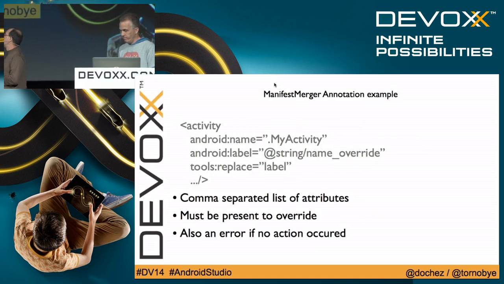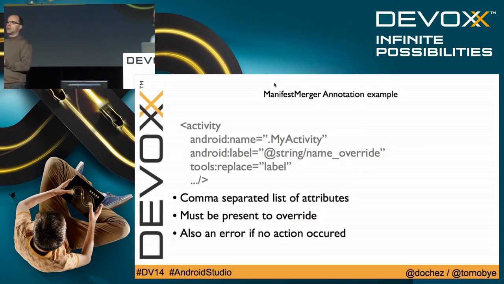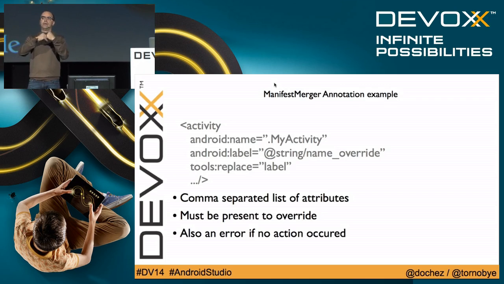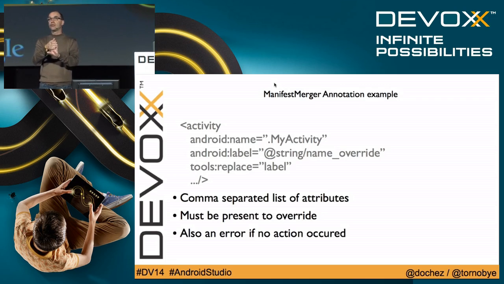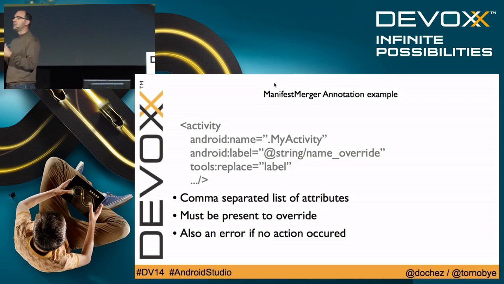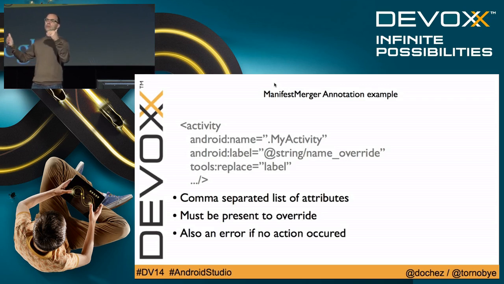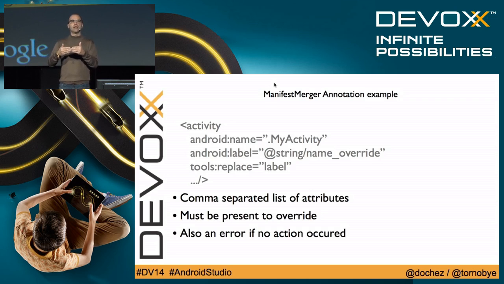Here is an example of when you start having issues with the manifest merger. Say you have an overlay and your main manifest file declaring the same activity, or maybe your application and a library declaring the same activity, and they both have an Android label. You cannot just merge like this. If you've got two nodes with the same type and the same identity trying to merge and they have the same attribute, the manifest merger will generate a build error if there is nothing that tells it what to do.